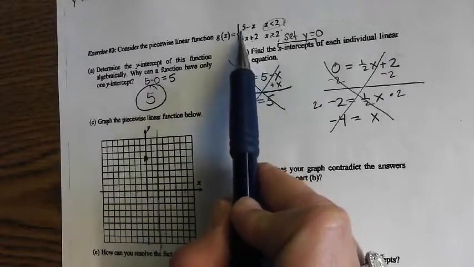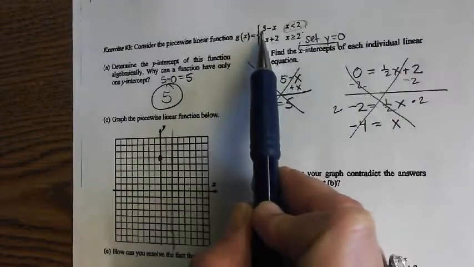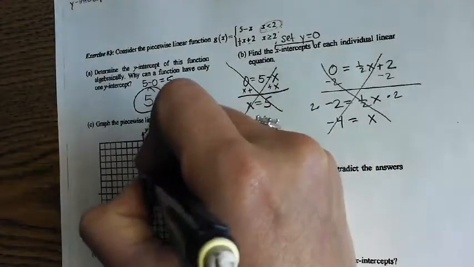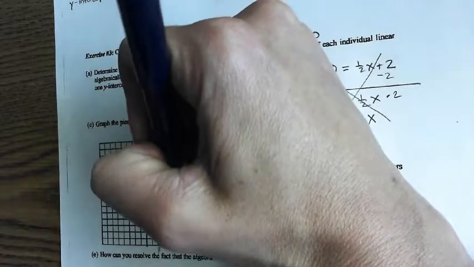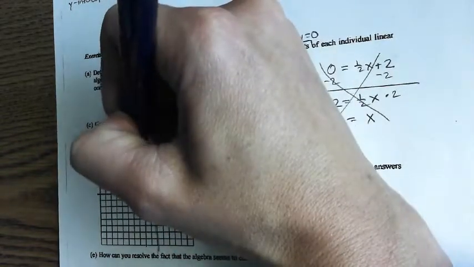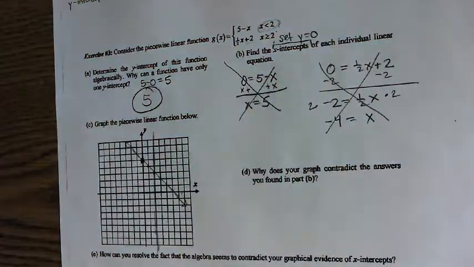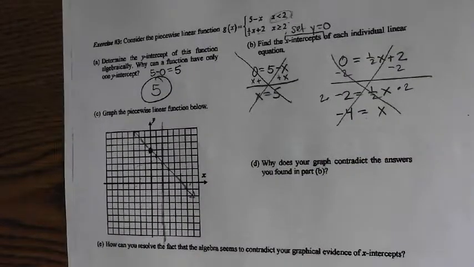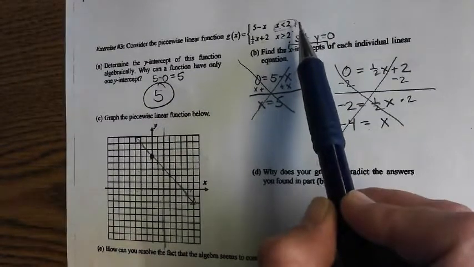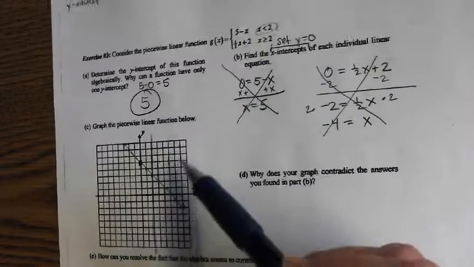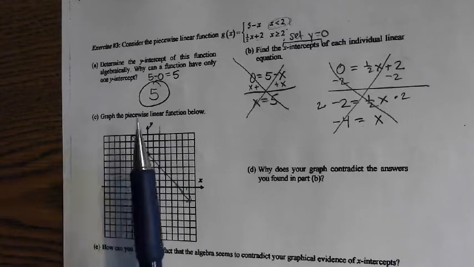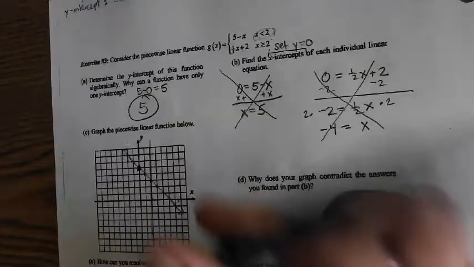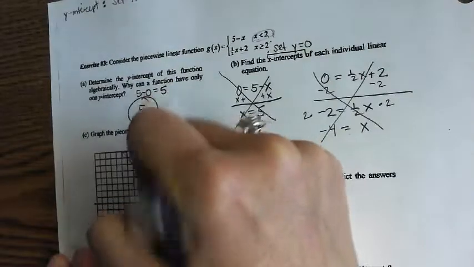Starting with the first piece, 5 minus x. That's a line with a y-intercept of 5 and a slope of down 1 over 1. So that line alone, ignoring the piecewise information for a second, that line would look like that. But the interval tells me I only want to see this when x is less than 2. So here's my 2 line. I only want to see this when x is less than that. So I only want to see to the left of that, which means I erase the other piece.